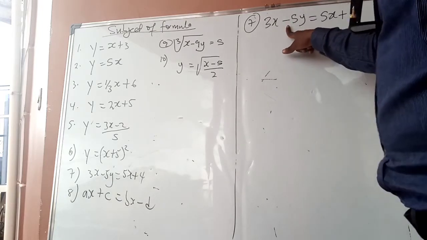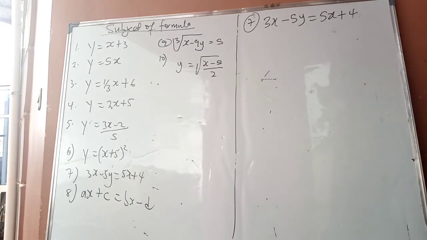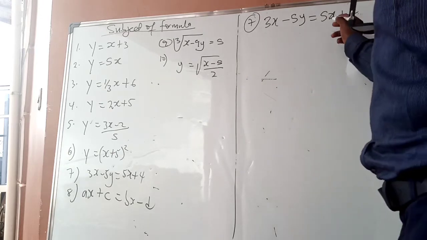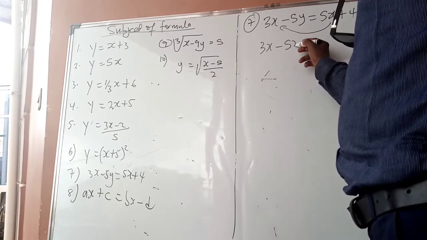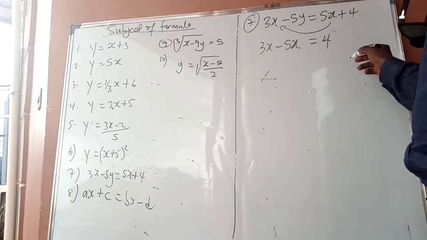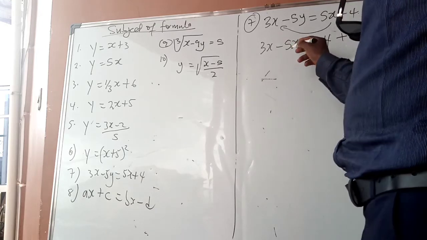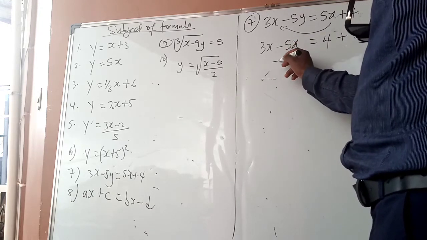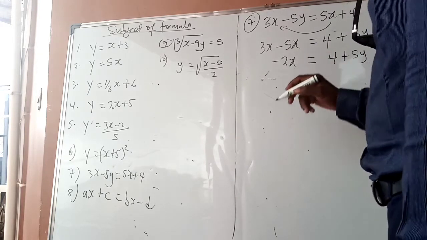3x minus 5y is equal to 5x plus 4, right? And we are to make x the subject of the formula. We just need to collect like terms. To collect like terms, I will mix x with x. So I have 3x minus 5x equals 4 is here. Minus 5y will come to this side to turn to 5y. Then 3x minus 5x will give us minus 2x is equivalent to 4 plus 5y.